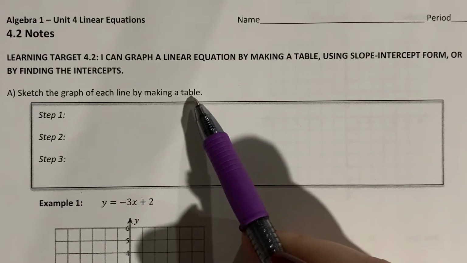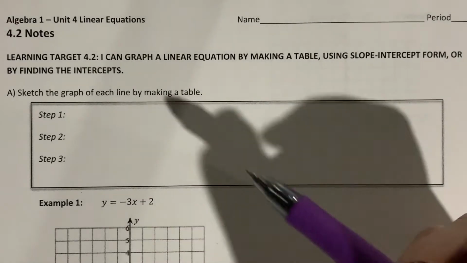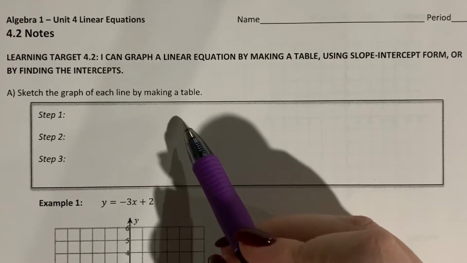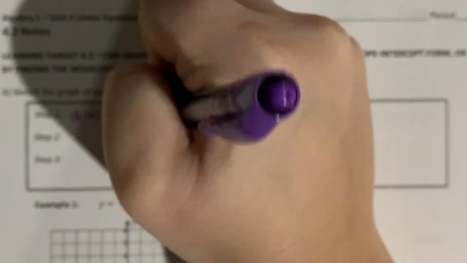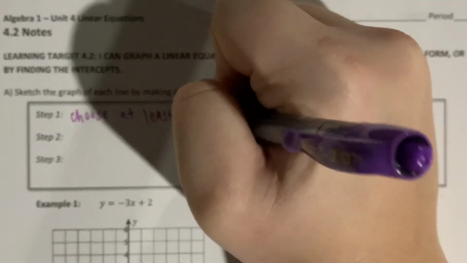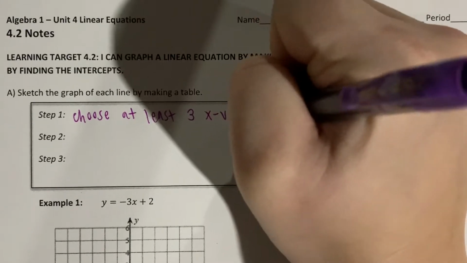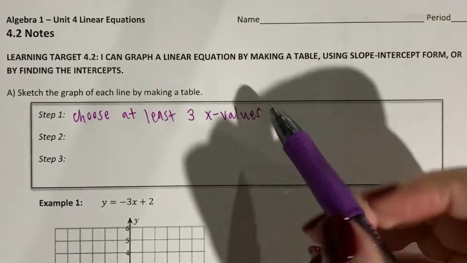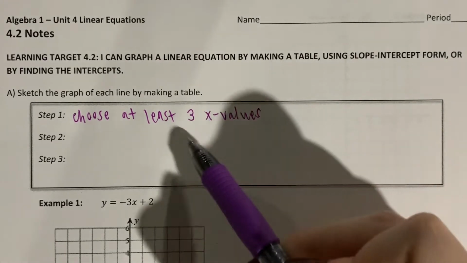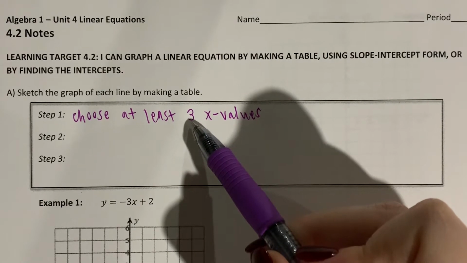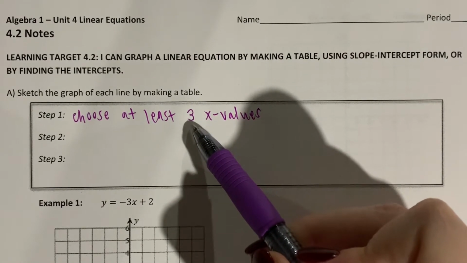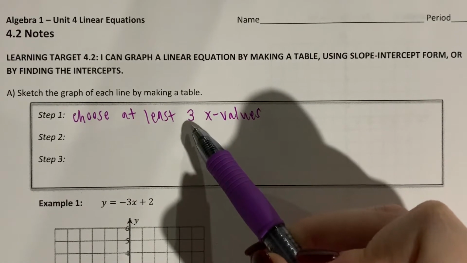So we're going to be making X, Y tables today. In step 1, in order to make our table, we're first going to need to choose at least 3 X values. And when we start to make our tables, I will show you the 3 X values that I like to choose. The reason we're choosing 3, although you only need 2 points to form a line, is that if you make 3 points, you can double check your work and be sure that the 3 points do indeed form a straight line.